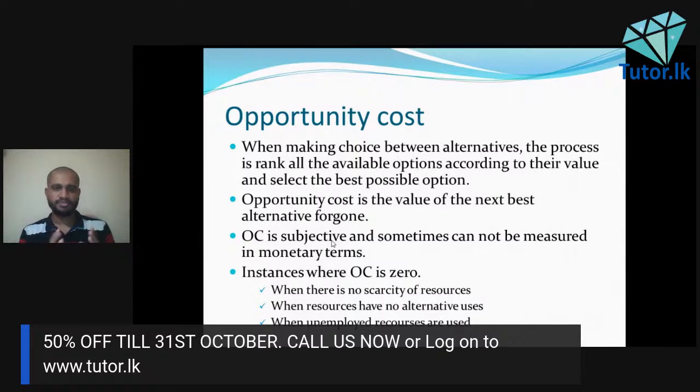So my opportunity cost means I am foregoing my second option. But this person is foregoing his second option, and that is not my second option. Because of that reason, the opportunity cost is subjective. Depending on person to person, depending on company to company, it will vary. So that's why we are saying it is subjective. So opportunity cost should not necessarily be a monetary value. It can be in unit terms.